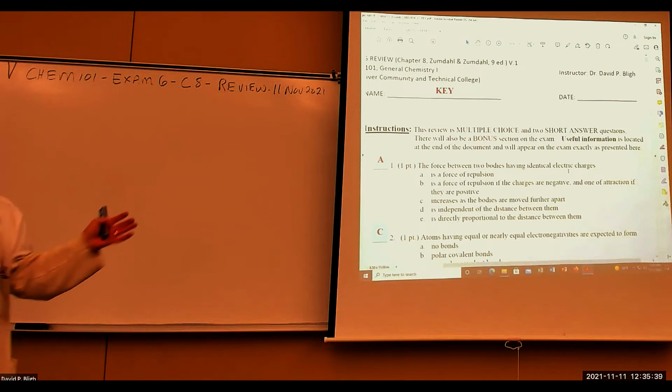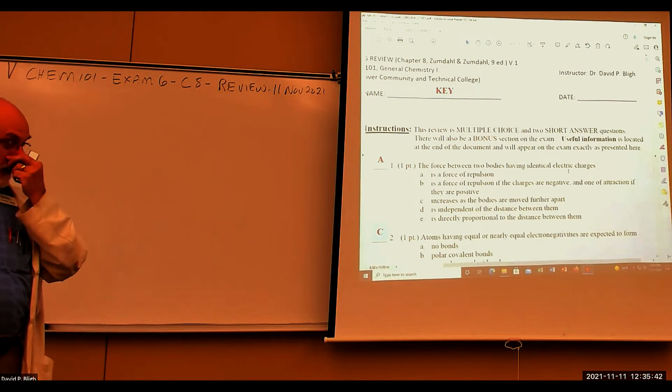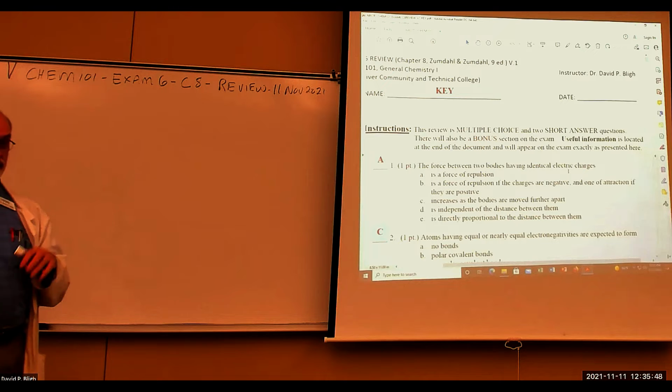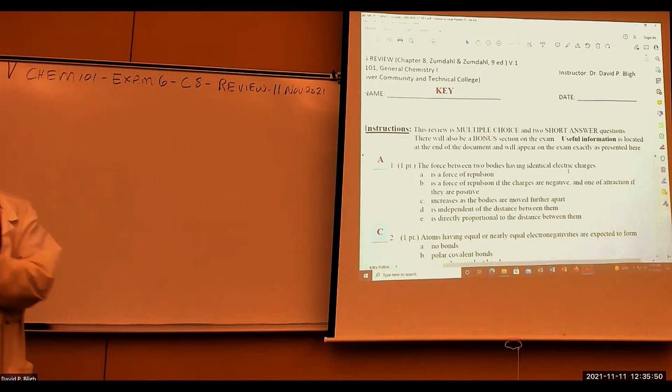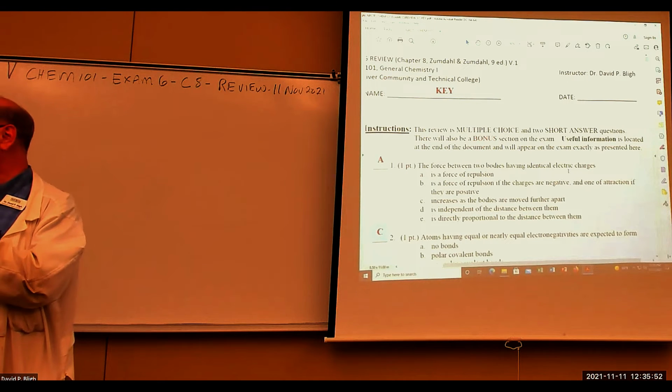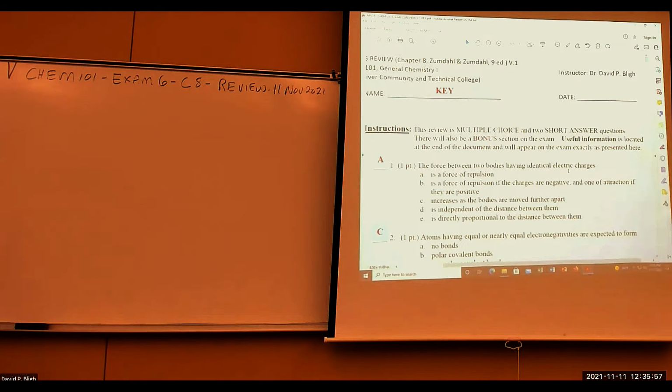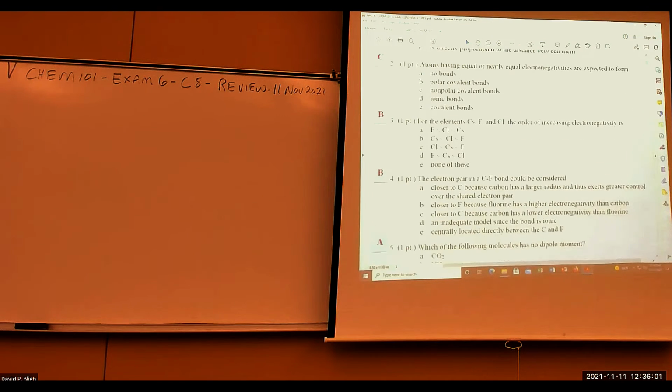I mean, this is not even chemistry. This is physics. Force between two bodies having identical electric charges, that force is always repulsive. Whether they're positive or both negative, doesn't matter. Number 1.